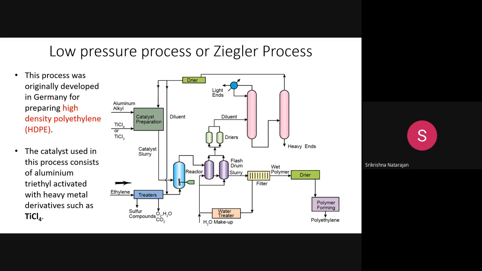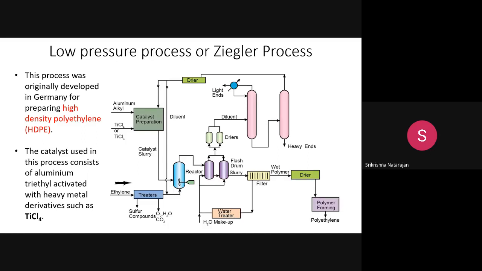So what is the catalyst used? This also requires a catalyst for performing the reaction. The catalyst used is aluminum triethyl activated with heavy metal derivatives. The catalyst used is TiCl4, which is titanium tetrachloride. You just start pumping the ethylene through the system. You pump the ethylene monomer to the reactor, and you pump the catalyst also, and you do the polymerization.